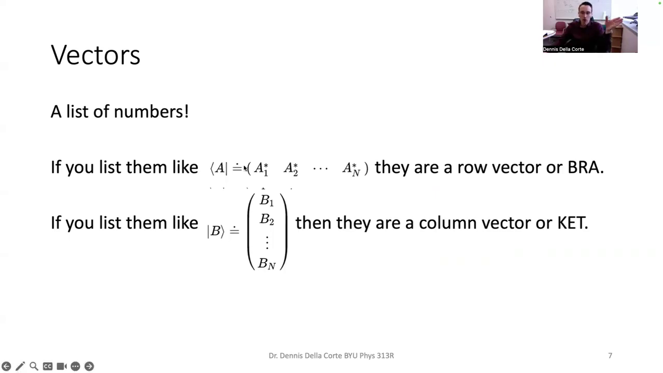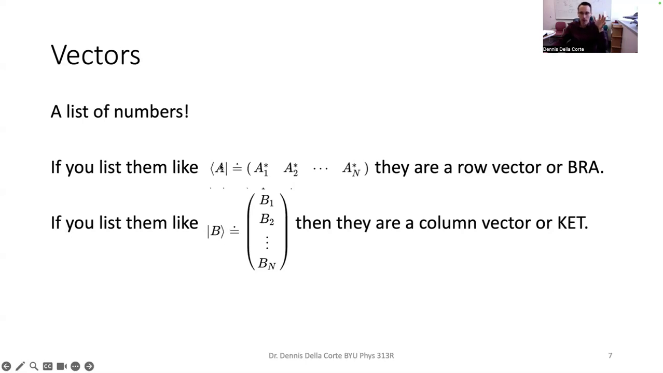For us, we just remember numbers listed in a row are called bras. When you want to quickly write them out, you'd use the angle bracket, then the letter for the A bra vector, and then the line that goes down. And if you want to list them not as a row from left to right, but from top to bottom, like a column in an Excel sheet, you would say this is a column vector, a cat, and you use the bar, write the letter, and then the angle bracket on the right.